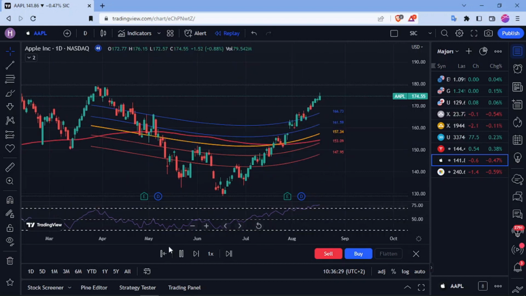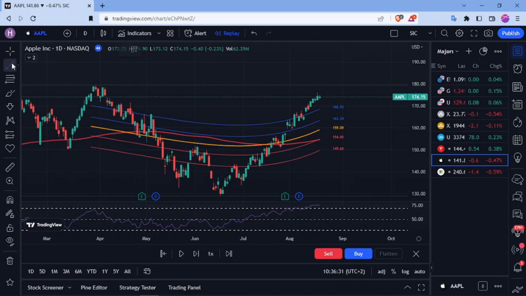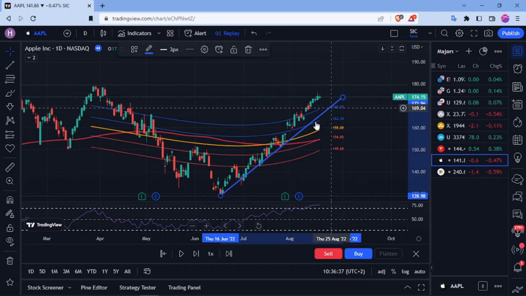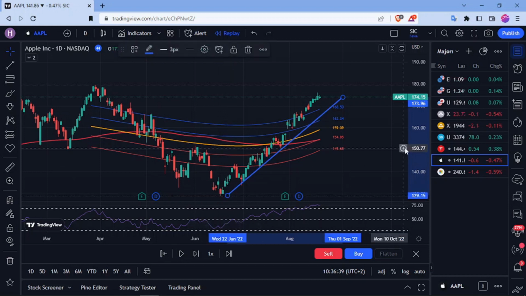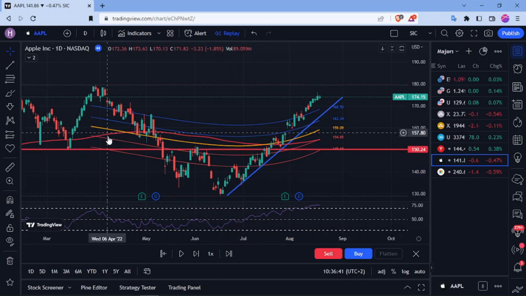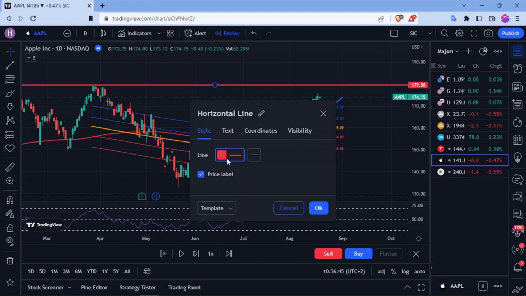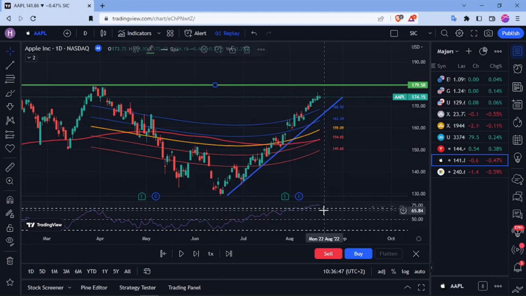What you will see is we have Apple Inc. on the daily, and price is currently in an uptrend. Remember, our first step in technical analysis is always to identify the trend. Next, we look for key support and resistance zones. If you look to the left, it's always easier to identify these zones for your trading.